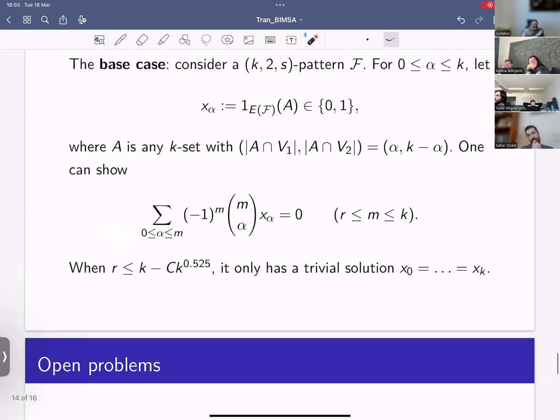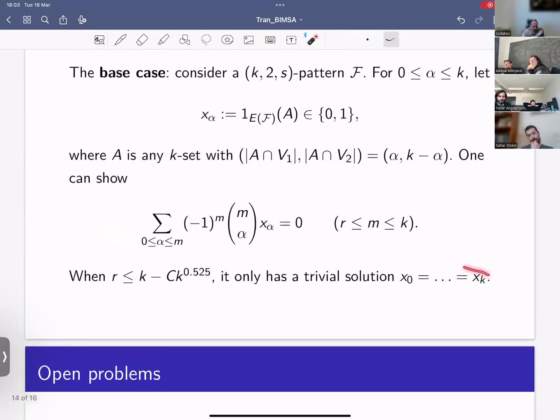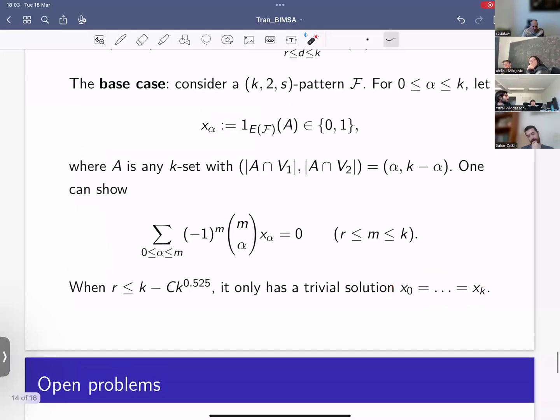But what does this mean? If all of them are zero, then F is empty, and if all of the X_alpha are one, then F is complete, which is not possible, right? Because we require F to be non-empty and non-complete.